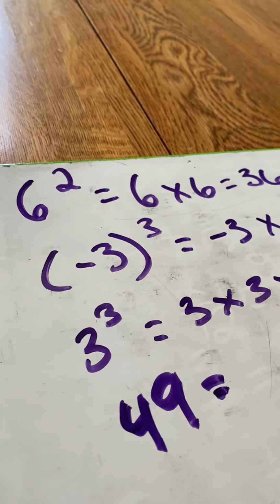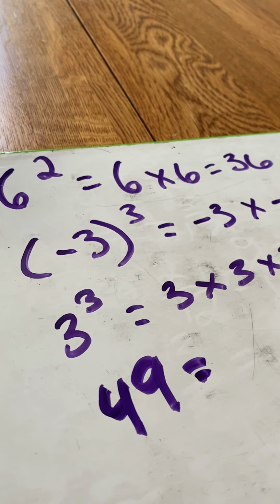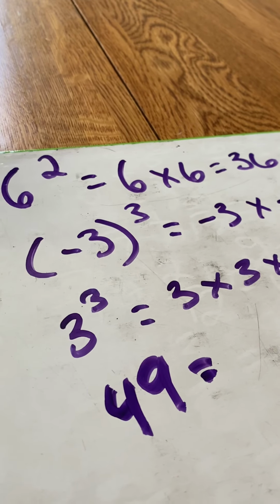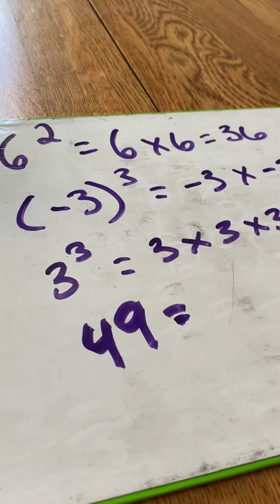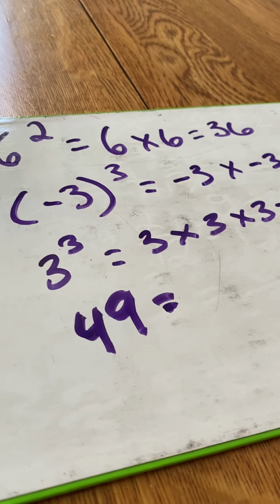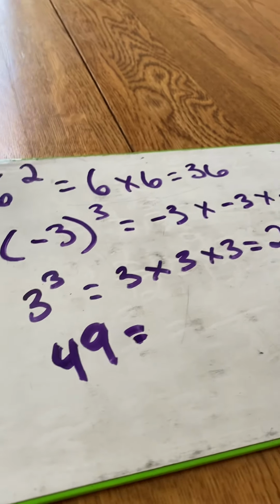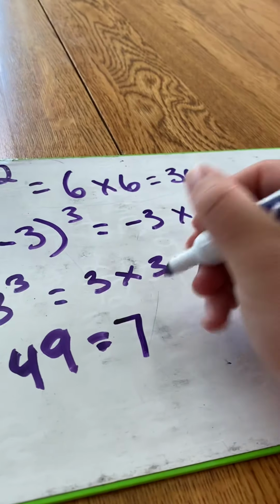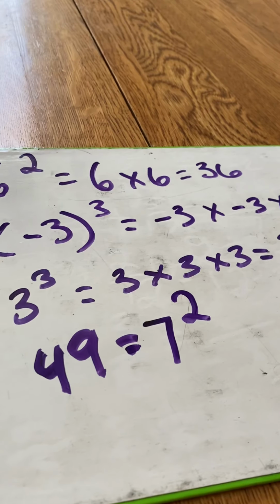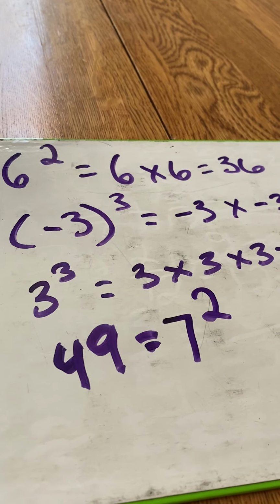Now, this one is number 4, and it's the number 49. So we're going to go the other way. It's like a regular number, so we're going to write it as an exponent. We know what times what gives us 49: 7 times 7. So you would just put 7 squared. Instead of writing out 7 times 7, you're going to make it 7 to the power of 2.